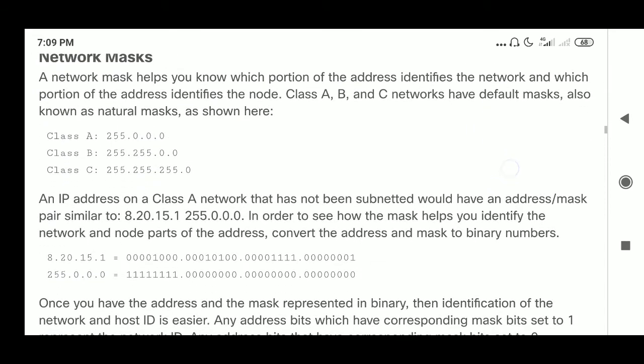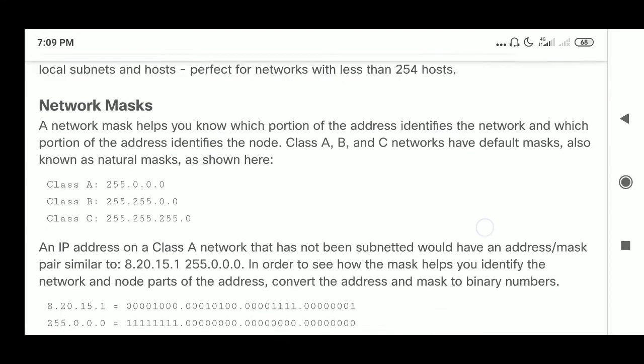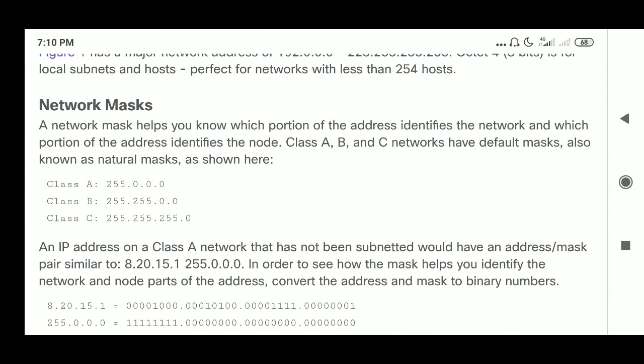So now I will tell you what the network mask or subnet mask is. For class A, the network mask is 255.0.0.0. That means in the first octet, all binary bits are 1. In class B, in the first 2 octets, all bits are set to 1. And in class C, in the first 3 octets, all bits are set to 1.